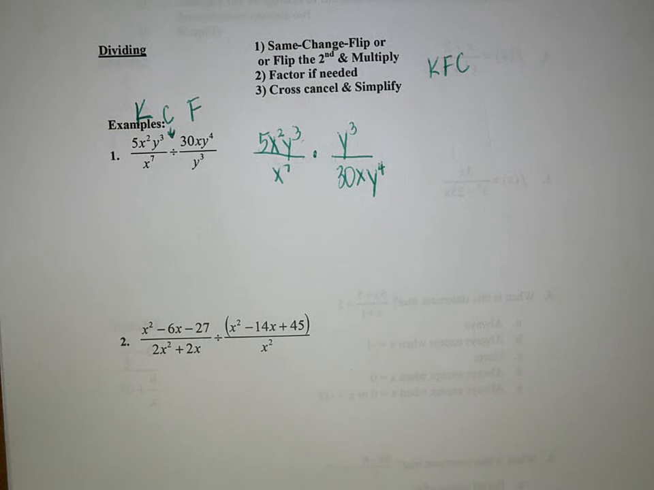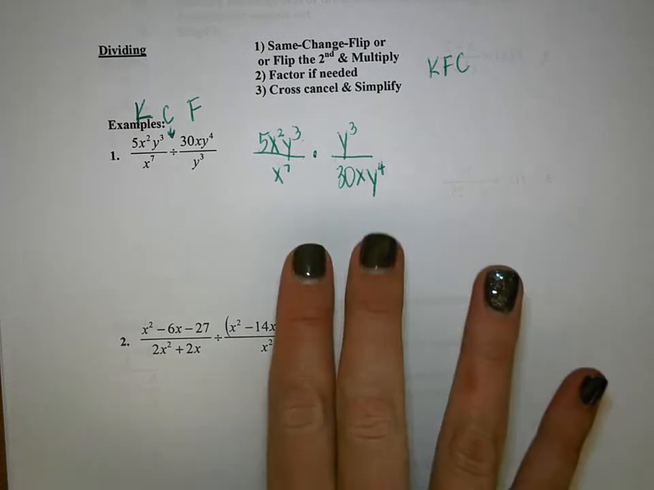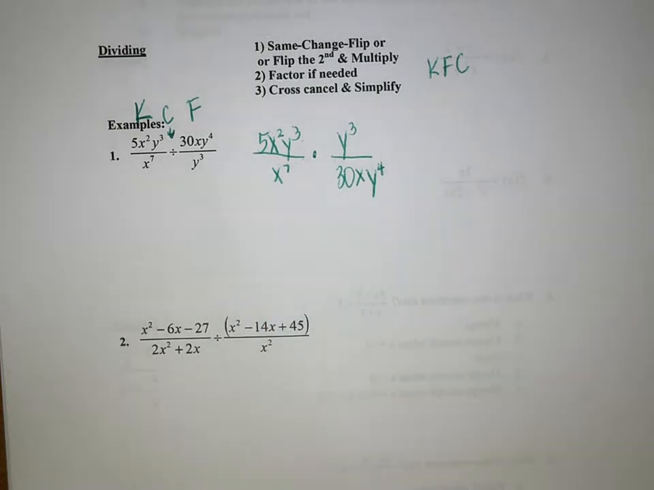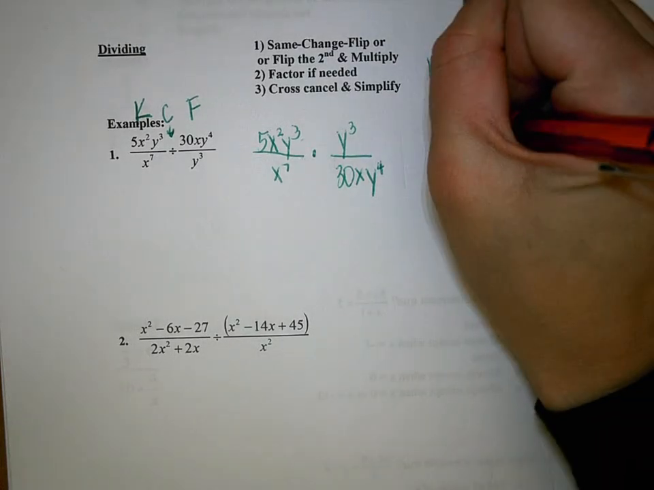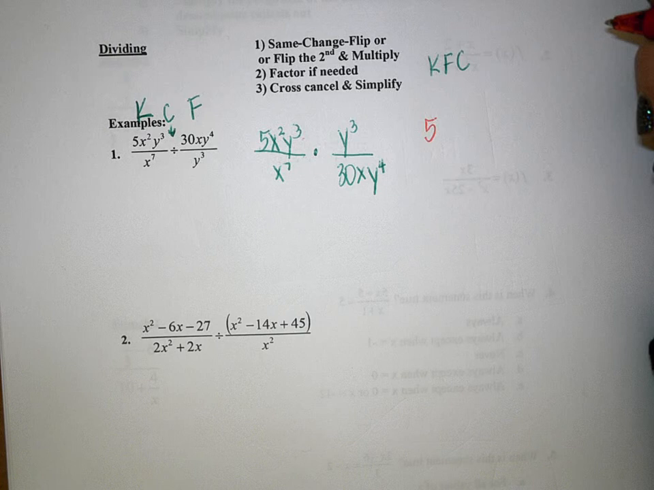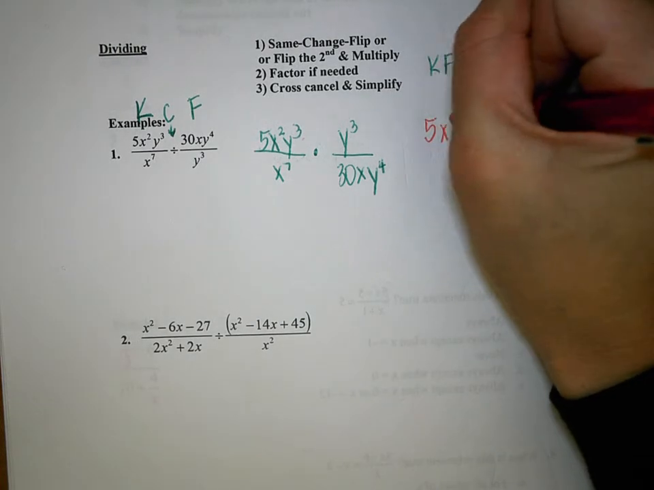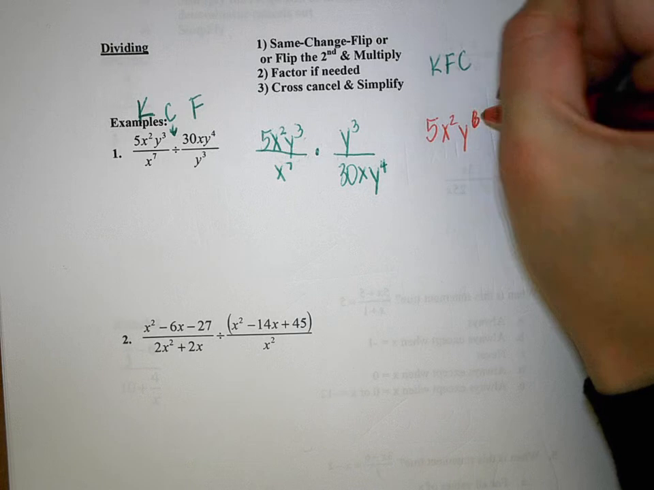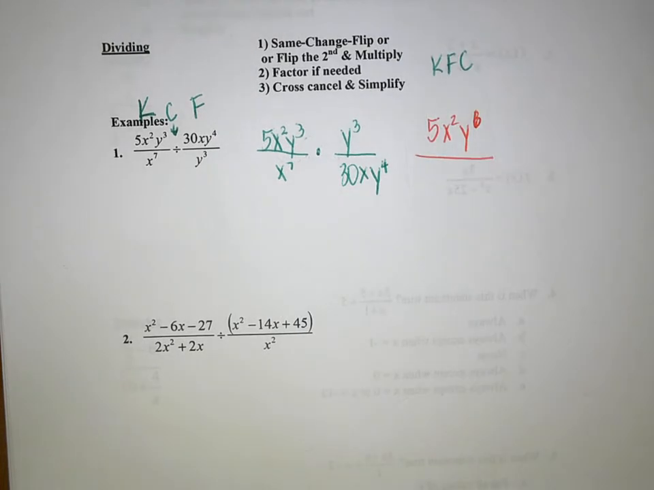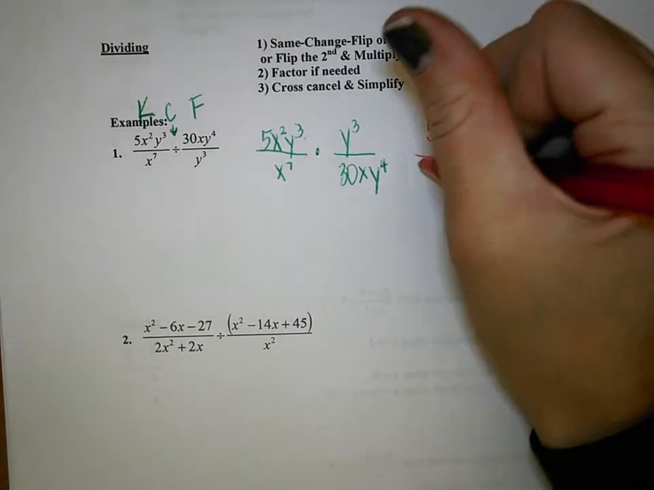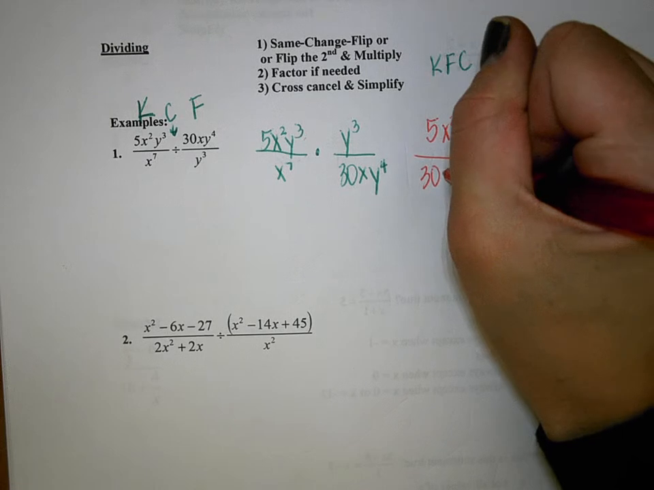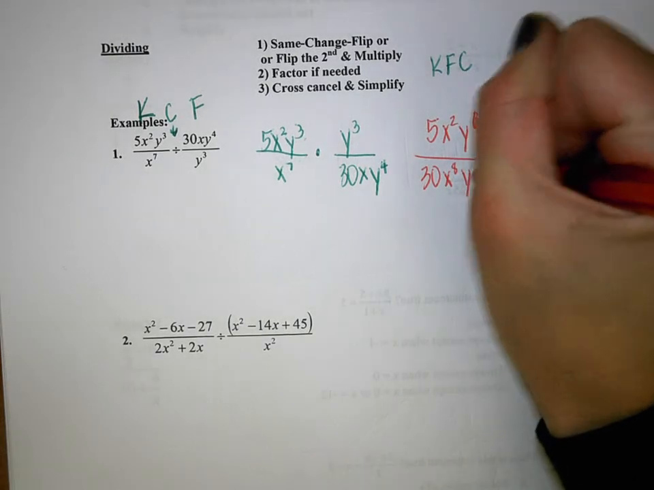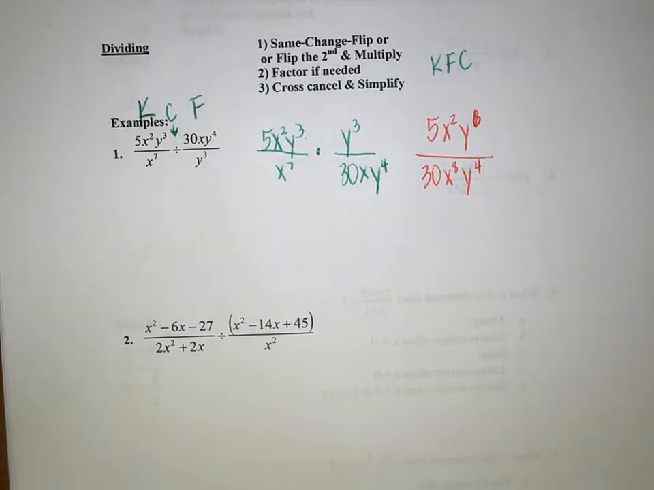Okay, so like I said before, when we are multiplying fractions like this, simplify them first. So on the top I'm going to end up with 5, x squared and y to the sixth. And the denominator, 30x to the eighth, y to the fourth. And then we will go through and reduce.